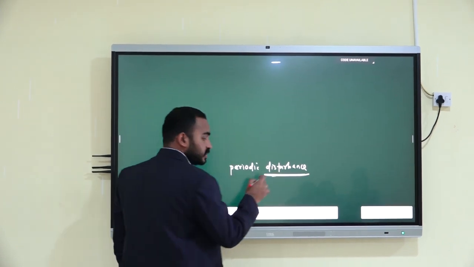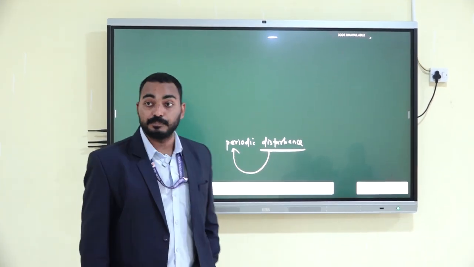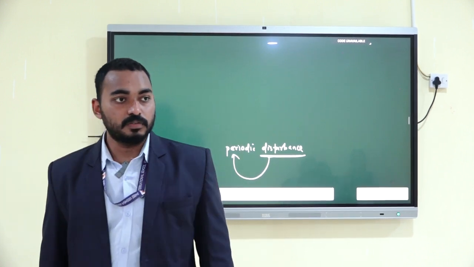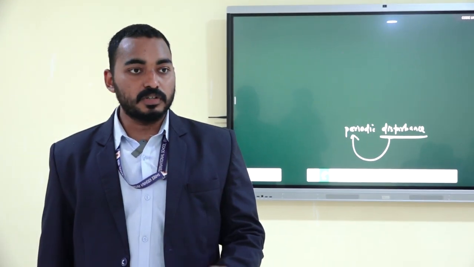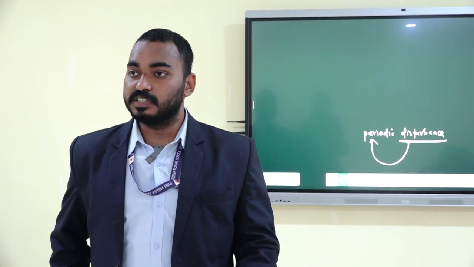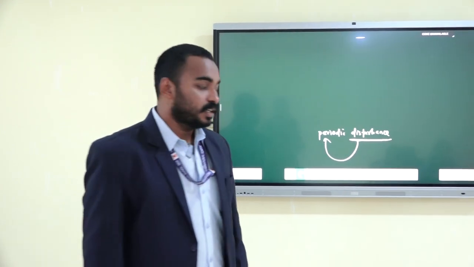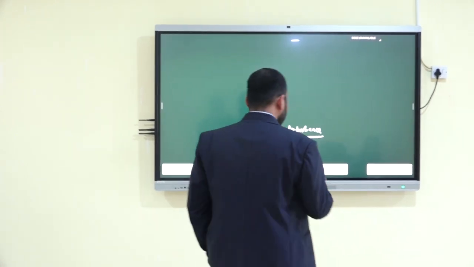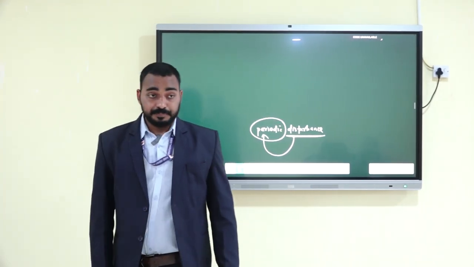So the disturbance is there, but what is the nature of that disturbance? Periodic. You know what is the meaning of periodic? Periodic means it should come back to its initial position after a fixed interval of time. That means, for the term I am talking about, periodic, what does that mean?